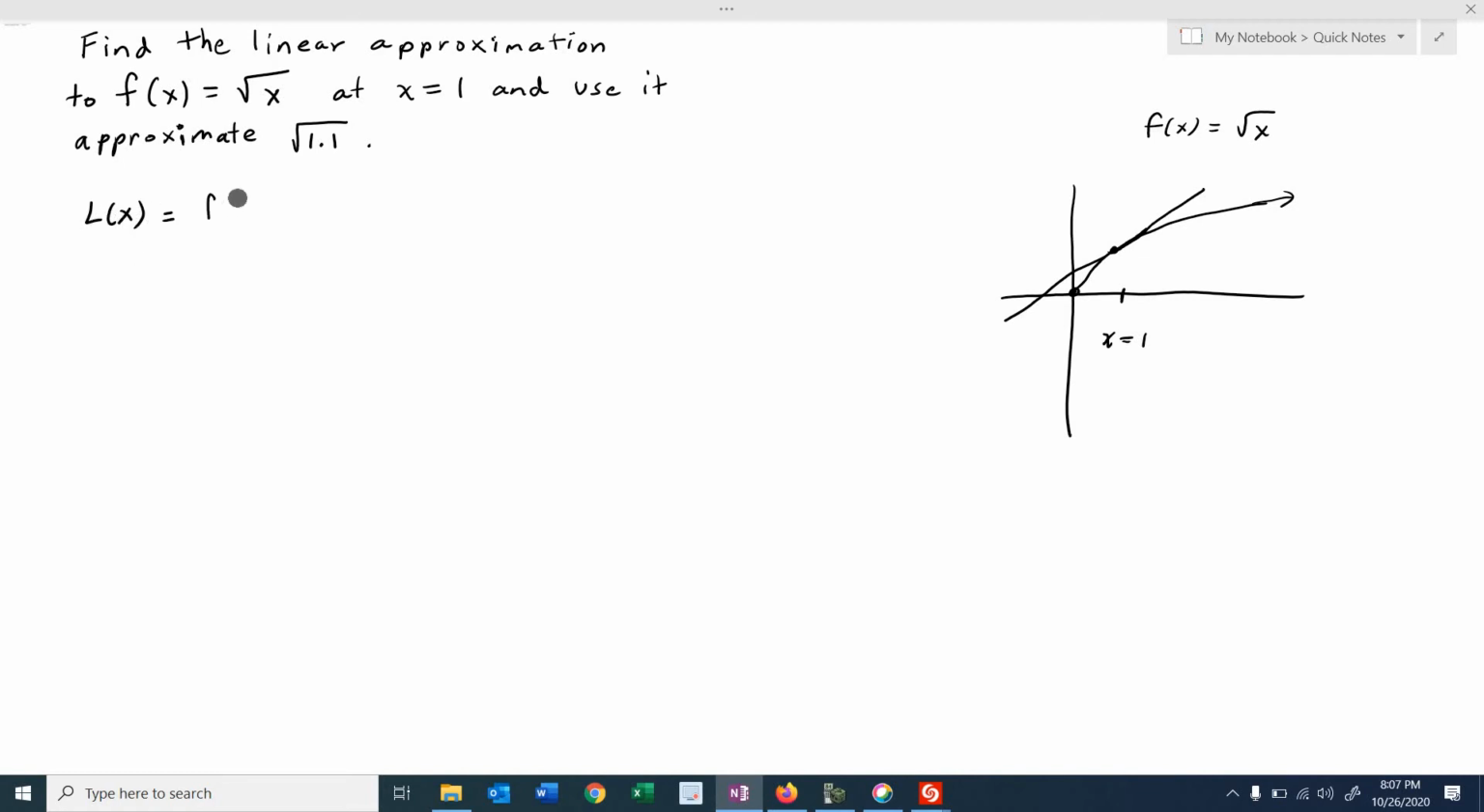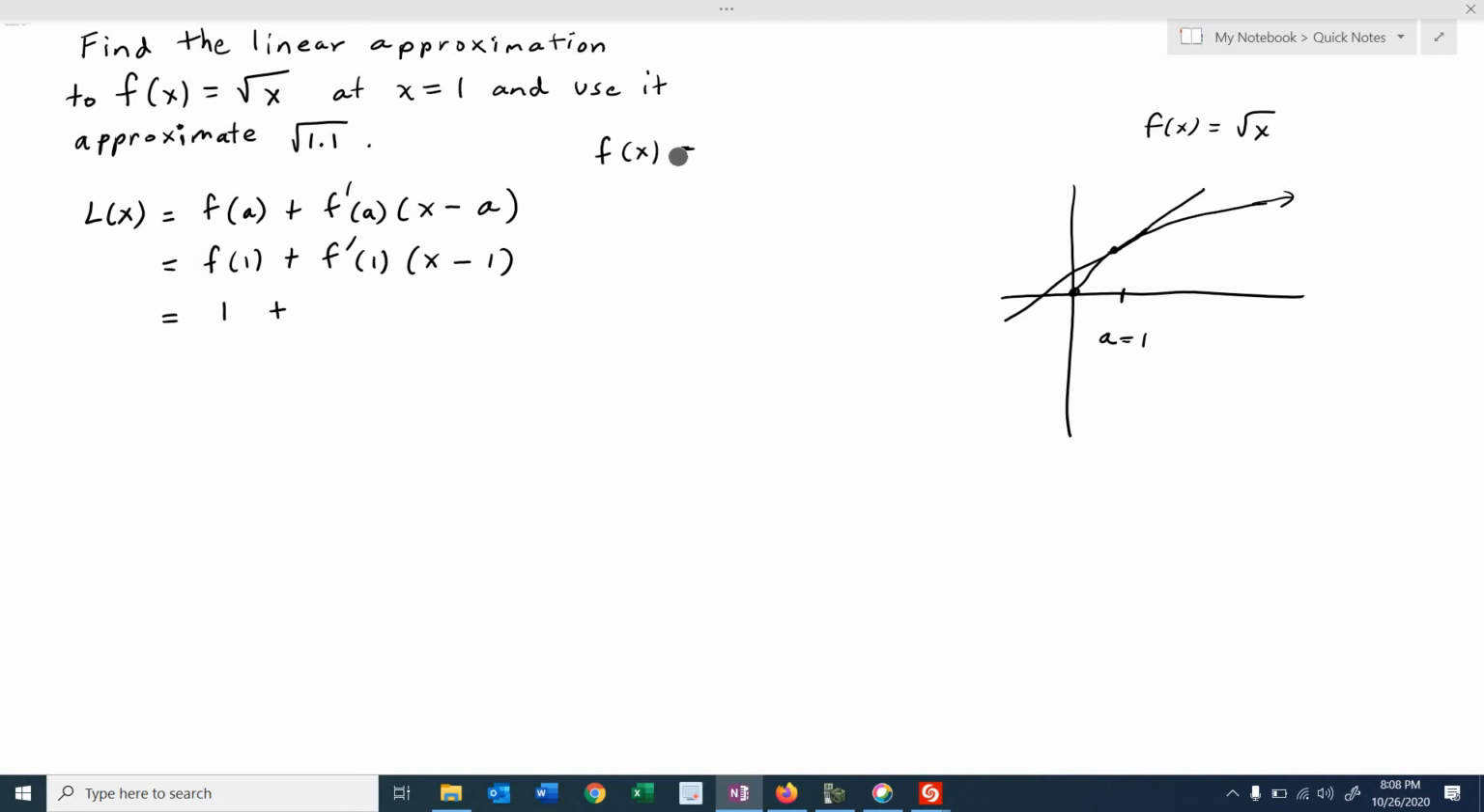So L of x is f of a plus f prime at a times x minus a. In this case, a is equal to 1. That's the point we're zooming in on. So this is going to be f of 1 plus f prime at 1 times x minus 1. So what's f of 1? Well, you plug a 1 into here, square root of 1 gives you 1. So that's just 1. Now we need f prime of 1.